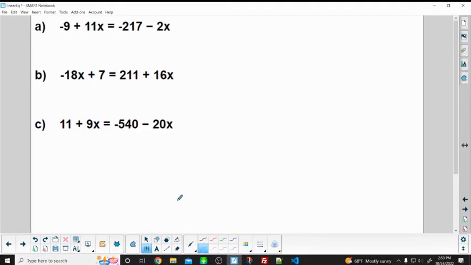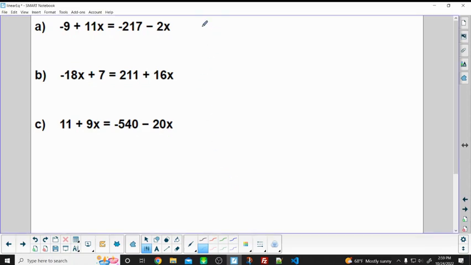In this video, we're going to solve equations that have x's on both sides of the equation and constants on both sides of the equation. So let's go ahead and look at this first one. Negative 9 plus 11x is equal to negative 217 minus 2x. So normally when we have these on the same side of the equation, we just combine like terms. And we're still going to use that same strategy even though they're on the opposite sides of the equation. It's just we have to use the properties of equality to combine those terms. So let me show you what I mean.